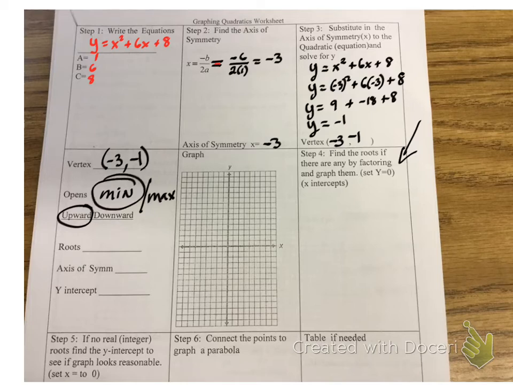Okay, axis of symmetry, please, Marissa. The axis of symmetry is negative 3. And the y-intercept, Manuk? 8. It is positive 8. All right, so we are ready to graph this. We've got some things to graph.